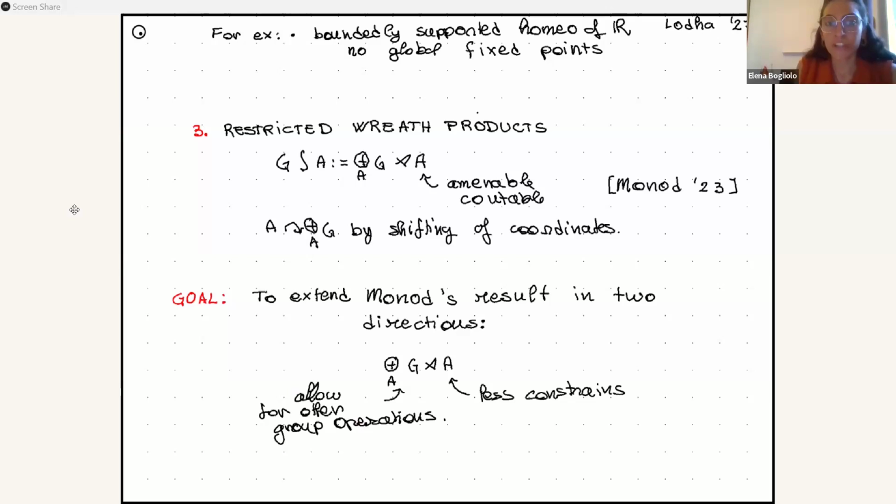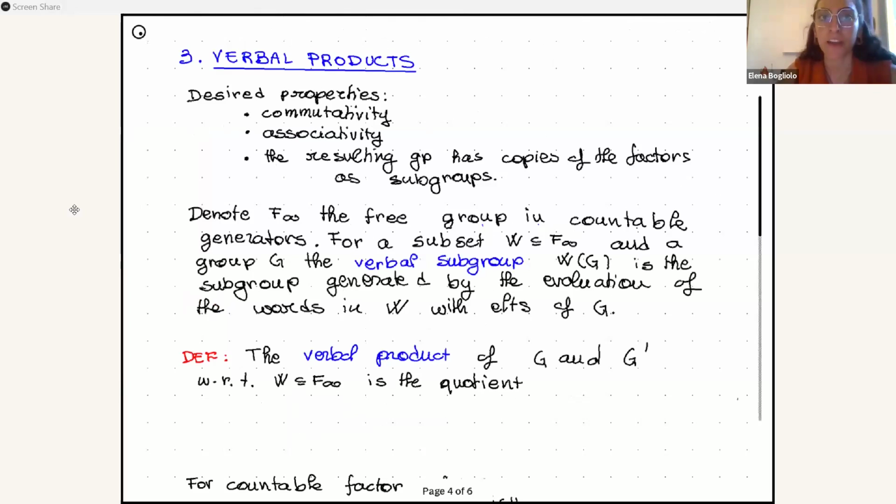Okay, so which are these group operations that we want to include in this result? These are verbal products. Okay, so let's see what verbal products are. The idea behind verbal products is to define group operations that behave similarly to direct sums and free products. So we want these operations to be commutative, we want them to be associative, and we also want the resulting group to contain copies of the factors as subgroups. So this is the idea of why they were defined.